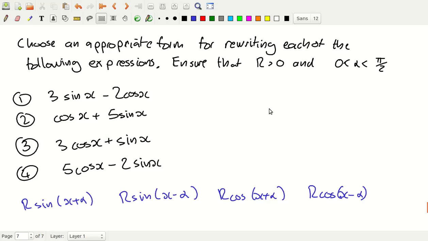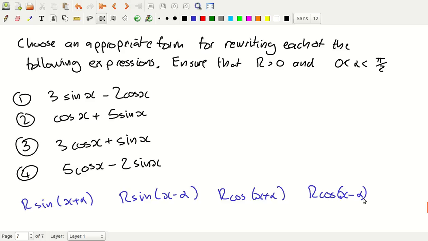Okay, so in this video we're going to talk about how you might choose which form to rewrite a sum or difference of trig functions in. In the previous examples you've been given something like "write 3 sin x minus 2 cos x in the form", and then the form you've been given is one of the 4 forms here at the bottom: r sin(x plus alpha), r sin(x minus alpha), r cos(x plus alpha), or r cos(x minus alpha). So which one do you choose?